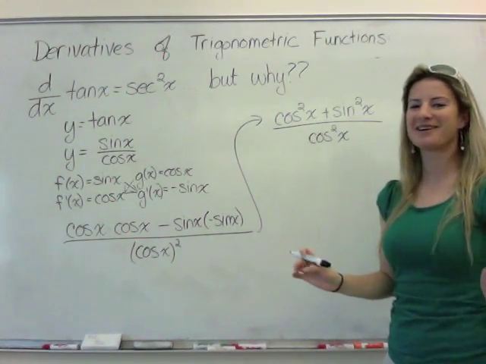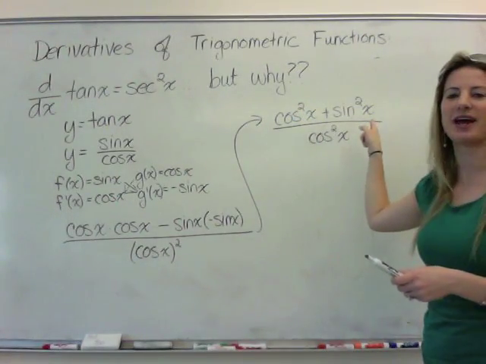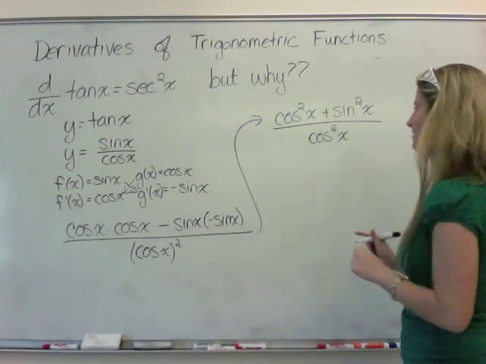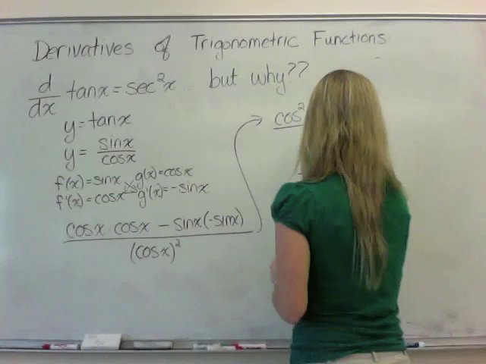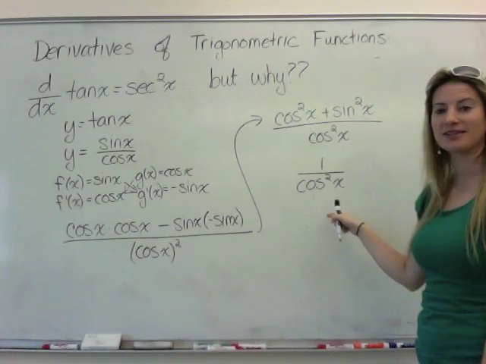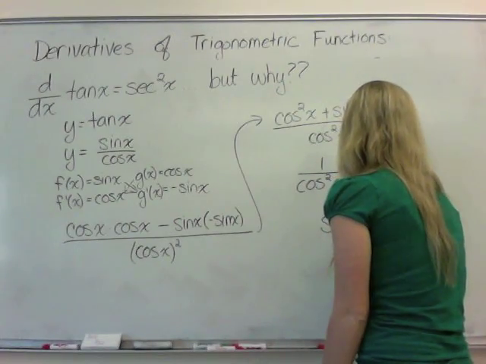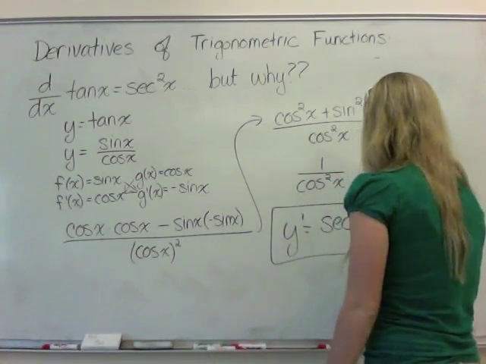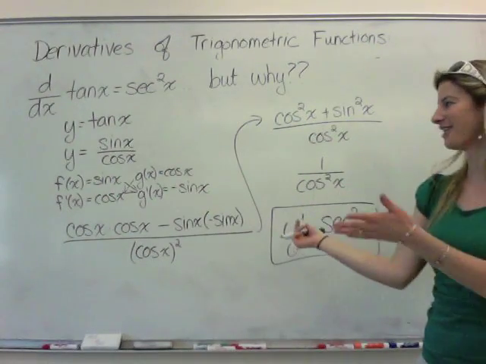Oh my goodness. Remember from last year that cosine squared x plus sine squared x is a trig identity, and that actually equals 1. So we can replace that numerator with 1 over cosine squared x. And now look at that. 1 over cosine squared x is just secant squared x. So our derivative would be secant squared x. Okay? So there you go. Pretty cool.